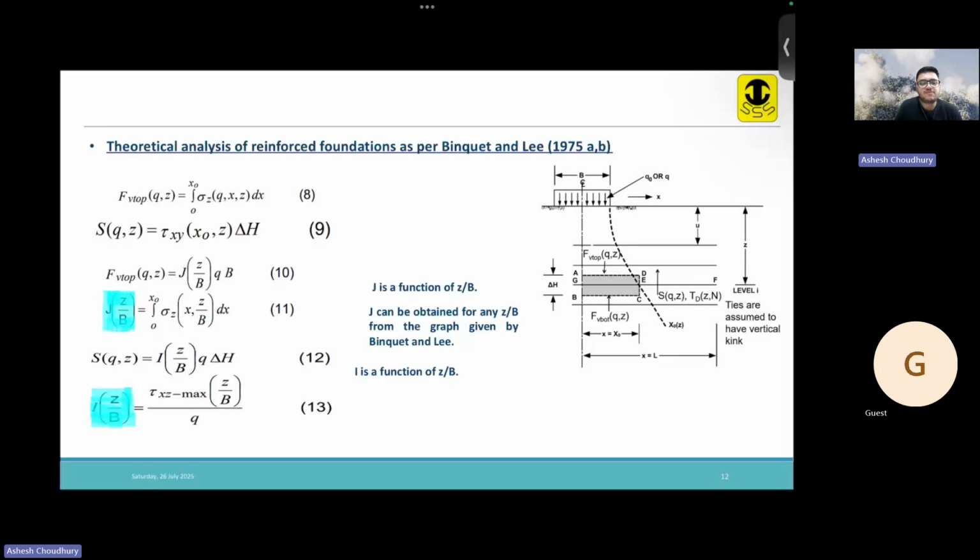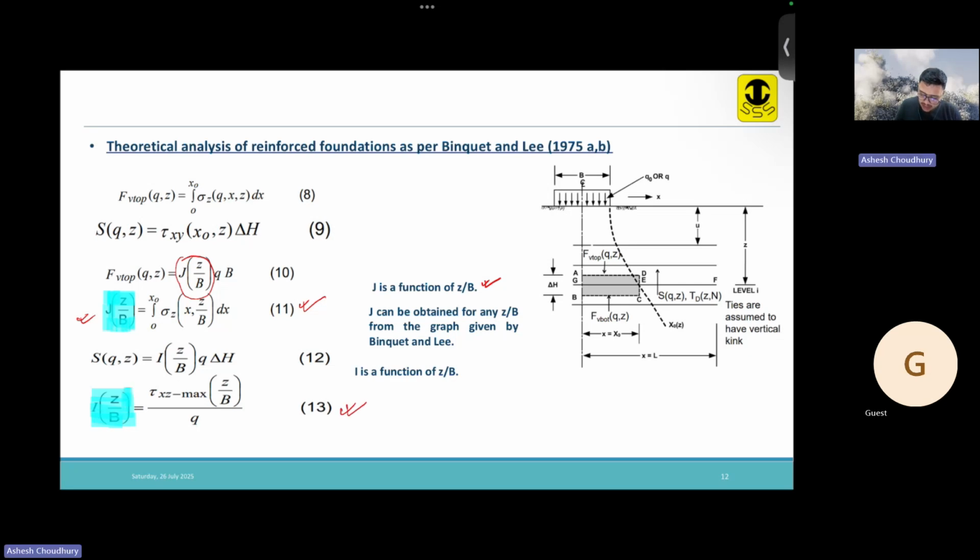We can write it as J times Q into B. Now this J is a function of Z by B, and it is given in equation 11. Similarly, we can write SQ as I into Q into delta H. Now what is I? I is a function of Z by B and is given by equation 13.